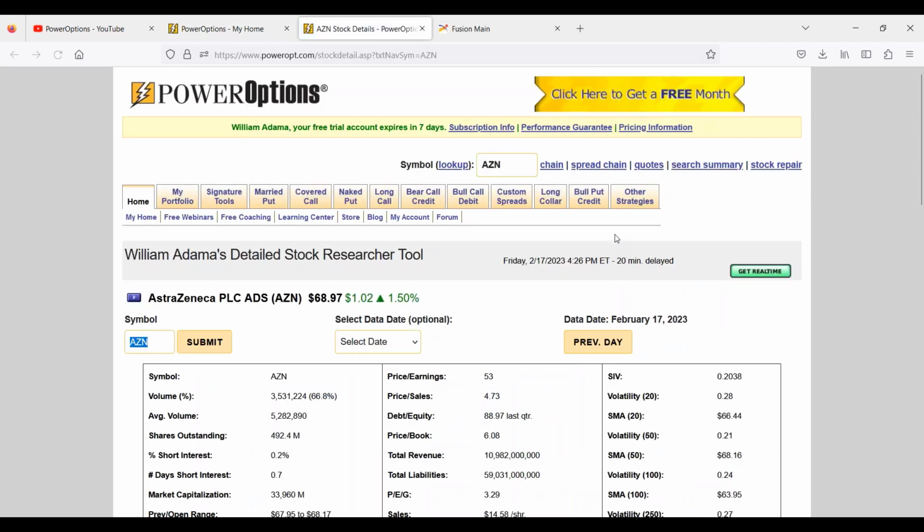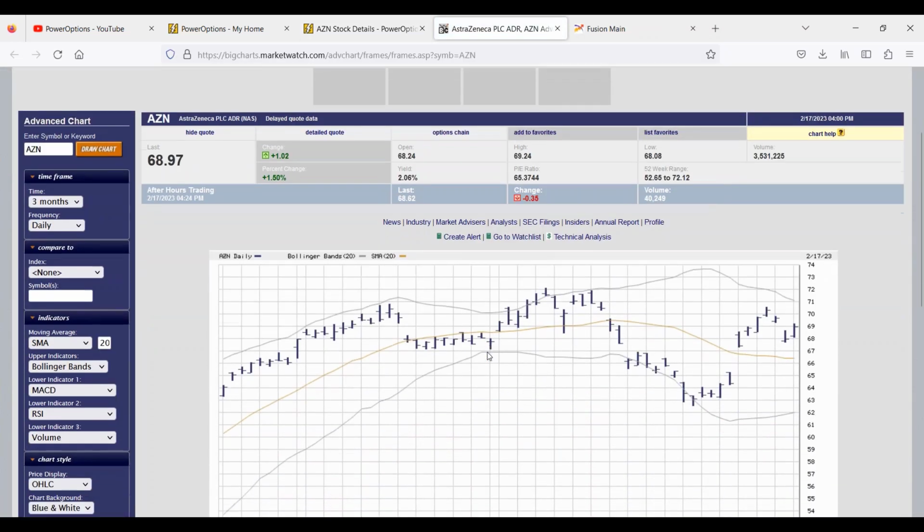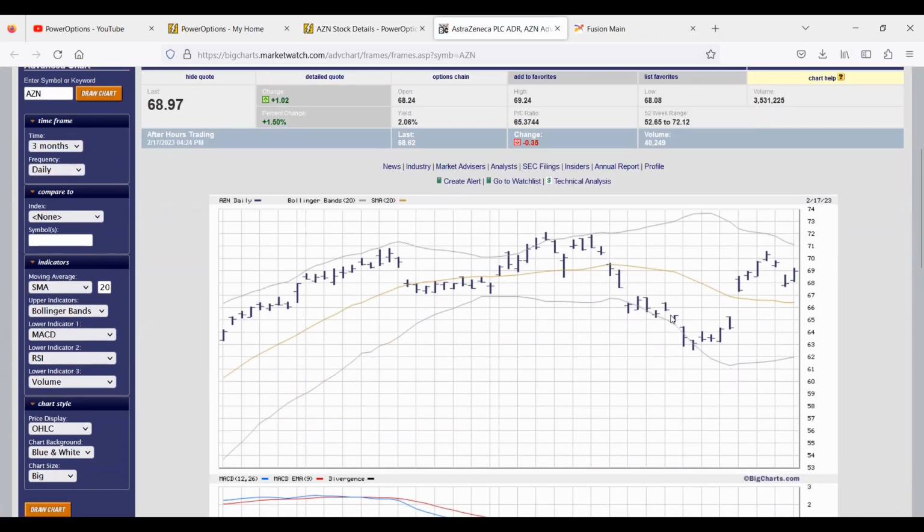Of course, talking about AstraZeneca. And when I started looking into this, okay, see it's at 68.97. It's up 1.02 today. Let's take a look at the stock chart. There were some big declines here, some declining premiums here, and then the stock started to swing back up in price.